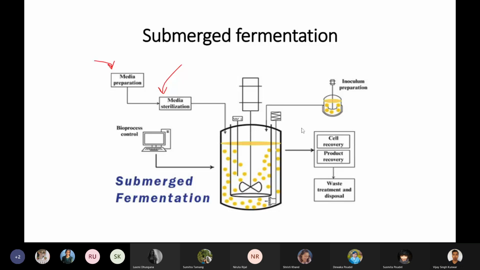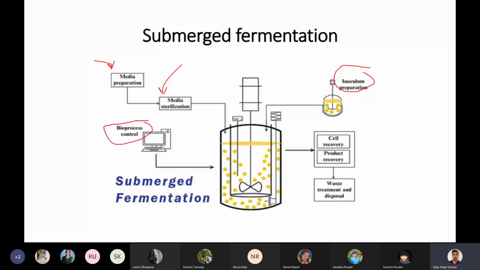Bioreactor. In the next step, there is inoculum development, on a very small scale, and you mix the media and the inoculum into this tank. Then there is control of pH, oxygen, and temperature, all controlled with the help of a computer. It can be mechanically or automatically controlled. Finally there is cell recovery, product recovery, and waste treatment and disposal. These constitute submerged fermentation.